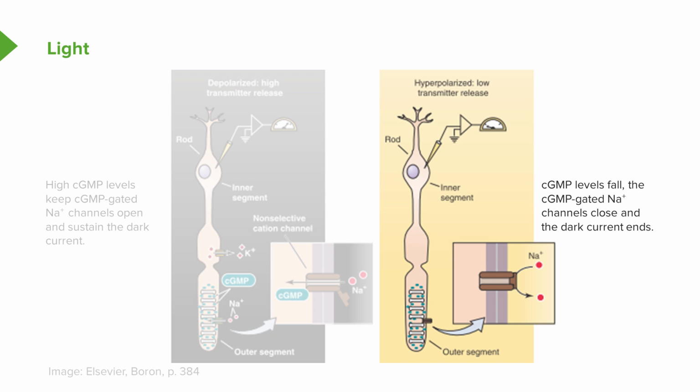When you're exposed to light, that channel closes. Because remember, you have a decrease in cyclic GMP, which is gated to that sodium channel. So in the light, you get a hyperpolarization. Okay? So remember, dark versus light activates these photoreceptors in a slightly different manner.